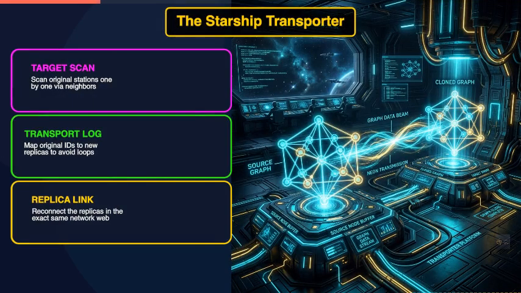We are teleporting a complex network of space stations to a new galaxy. To ensure we do not create duplicate stations or get stuck in a teleportation loop, we keep a transport log. This log maps every original station to its new replica. If we see a station already in the log, we just use the replica. If not, we build a new one and record it.